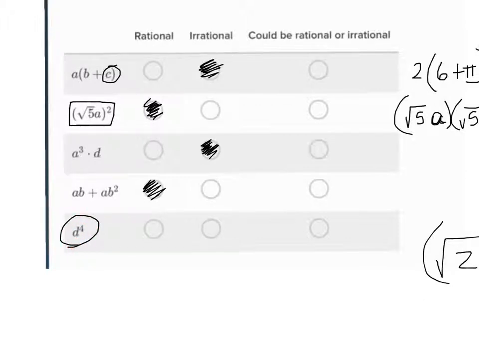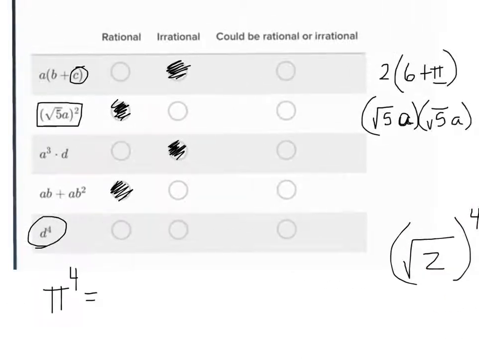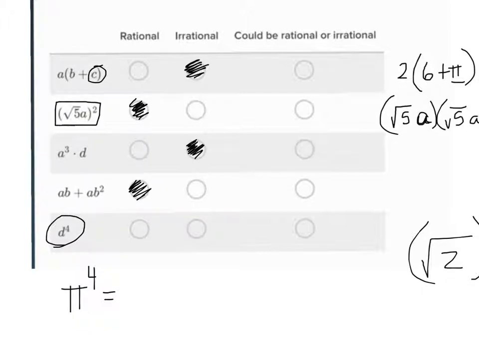Okay, but now let's say my D was pi. Pi raised to the fourth power is still irrational. And so right here, whenever I took an irrational number and raised it to the fourth, I got an irrational. But over here, when I took an irrational and raised it to the fourth power, I got a rational. So in this case, what do you think? I think that it could be either.